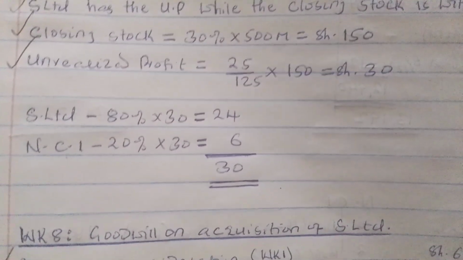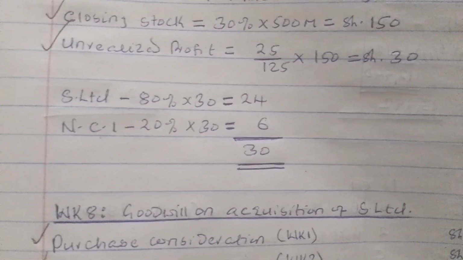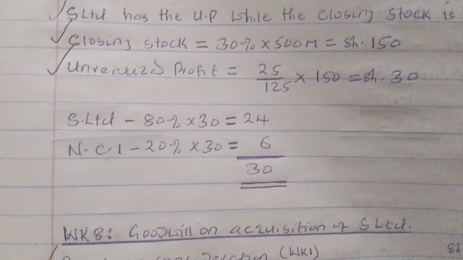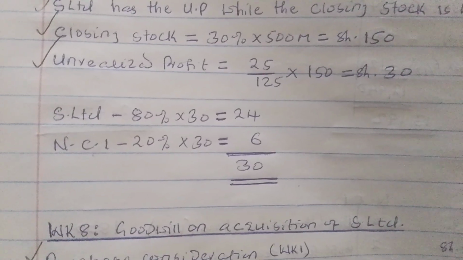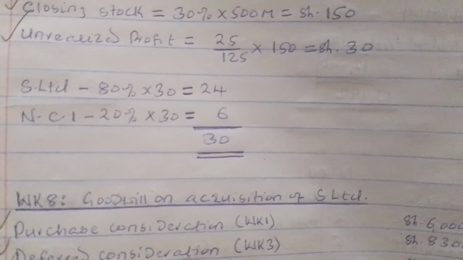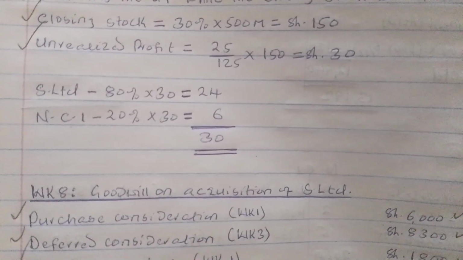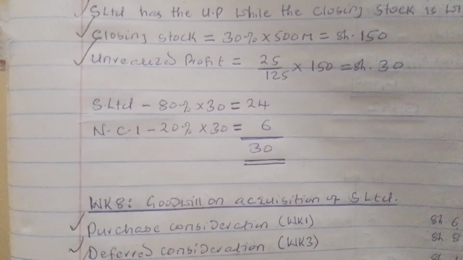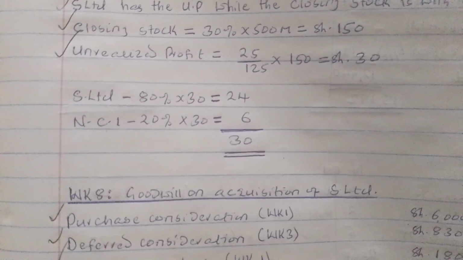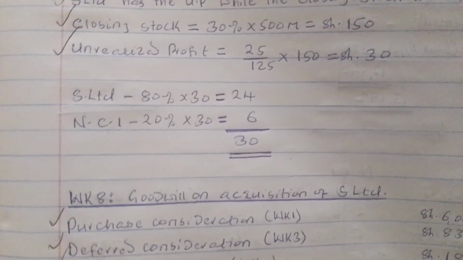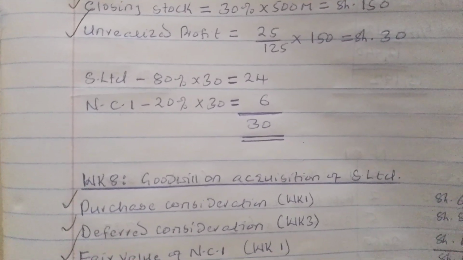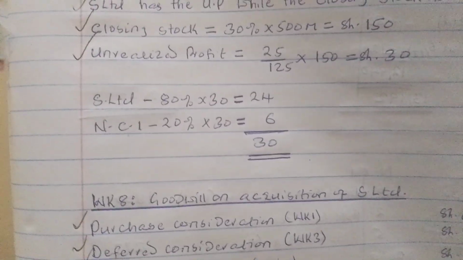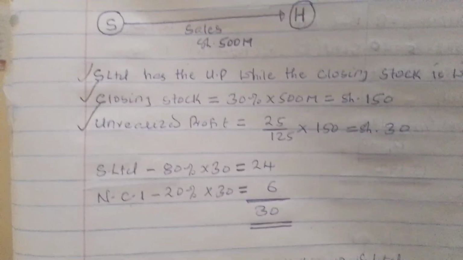So the profit relating to 350 has already been realized. But the fact that we have goods worth shillings 150 in the closing stock, that profit has not been realized. So we need to calculate the unrealized profit on the closing stock. So we are using markup. Goods had been marked up at 25%. So 25 over 100 plus 25, which is 25 over 125 times 150. So the unrealized profit is shillings 30. Because the profit is with the subsidiary, the group has to take 80% of that, and NCI will take 20%, the remaining. You can see our calculations there. Okay, so that is how we go about working number 7.